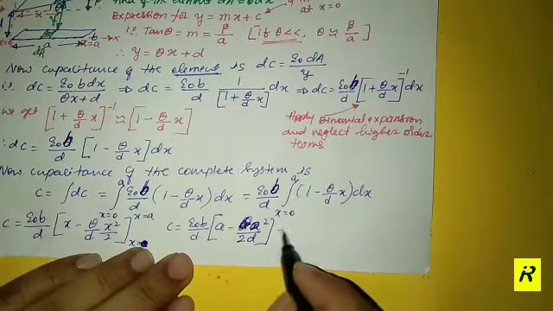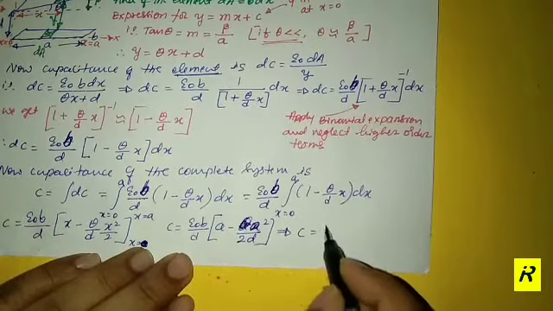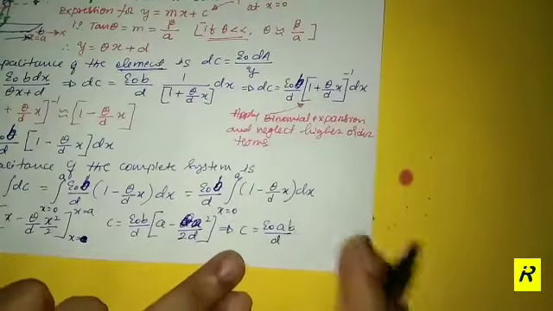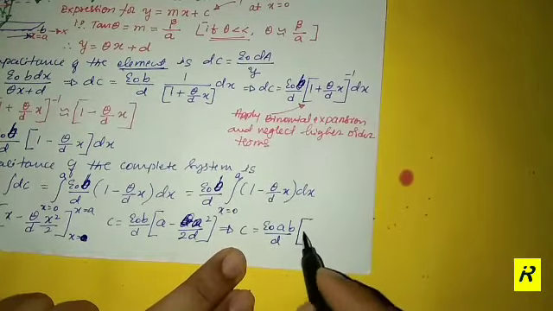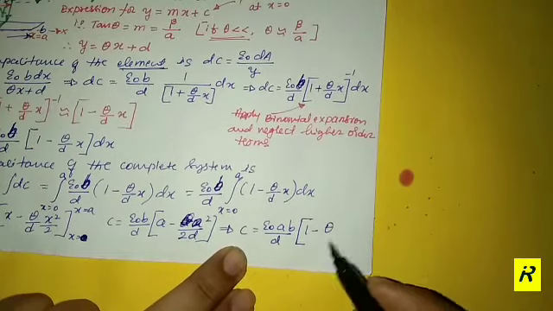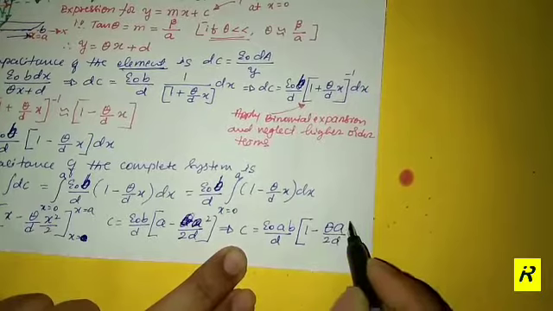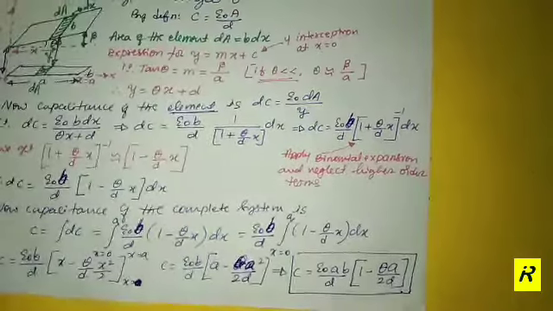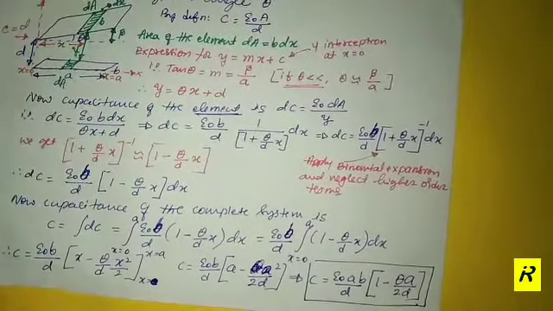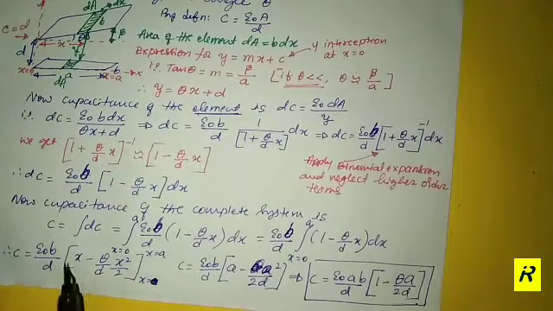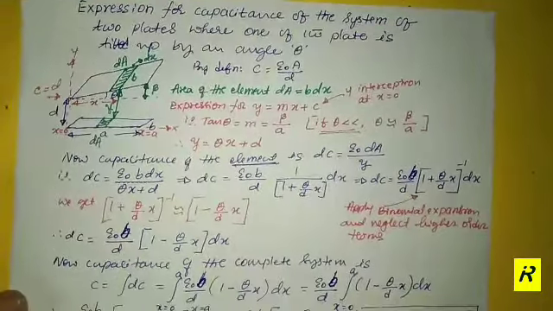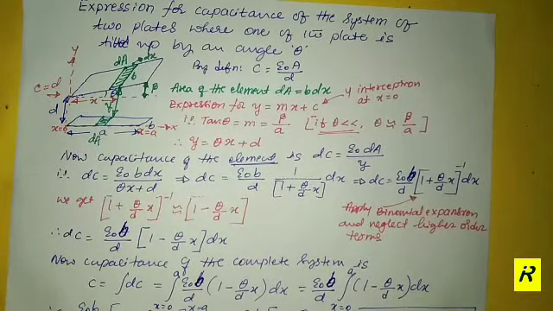And when I take a as common, C equals epsilon O a b divided by d, and inside the bracket what I get is 1 minus theta into a divided by 2d. So this is the value I finally get, and this is the capacitance of this system of two capacitors in the first method. I am calling this the first method because you can also get the same answer in a different way that I am showing in the next sheet. So this is how I can achieve that answer.